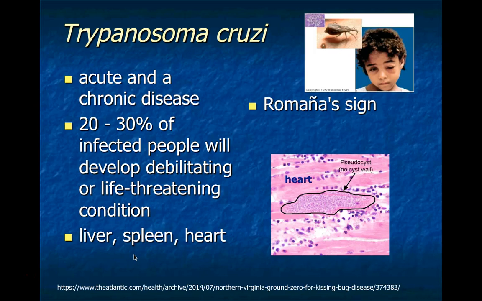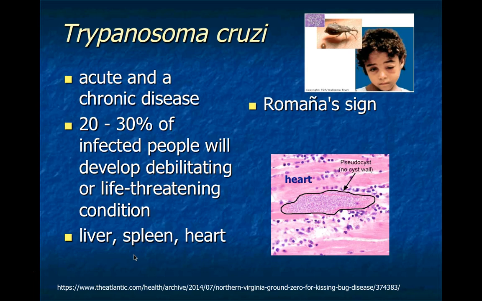Trypanosoma cruzi can cause both acute and chronic disease. For an acute illness, we often see signs and symptoms of the introduction of the parasite at the site of the insect bite. Here in the top right-hand corner is an illustration of a little girl who's been bitten on the face by a Trypanosoma bug. You can see the inflammation and swelling in response to the insect bite and the introduction of the parasite, which has led to what's called Romaña's sign, typically associated with an acute infection of Trypanosoma cruzi.